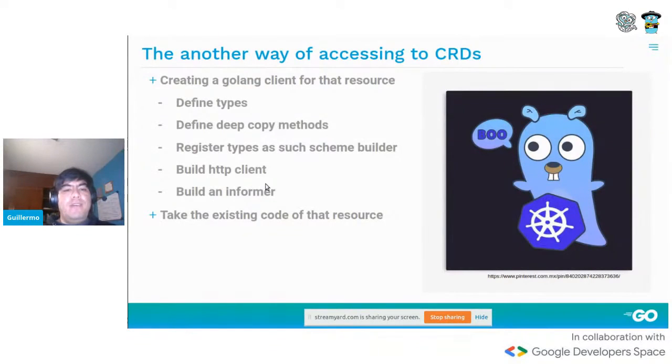There is another way of accessing the CRD, the hard way. The second one is to create a Golang client for that resource. I'm not going to go into much detail on this, but the steps are: first, you define the types of your custom resource definition. Then you have to create the deep copy files and methods. Register those types with the scheme builder. Then you build the HTTP client and build the informer. Those are the steps.